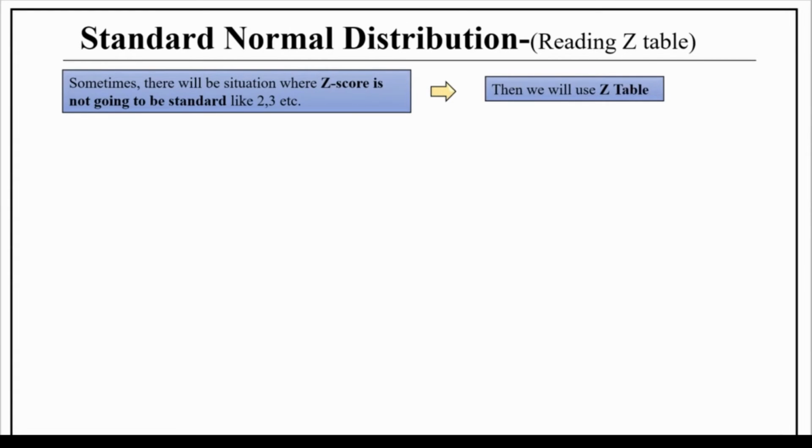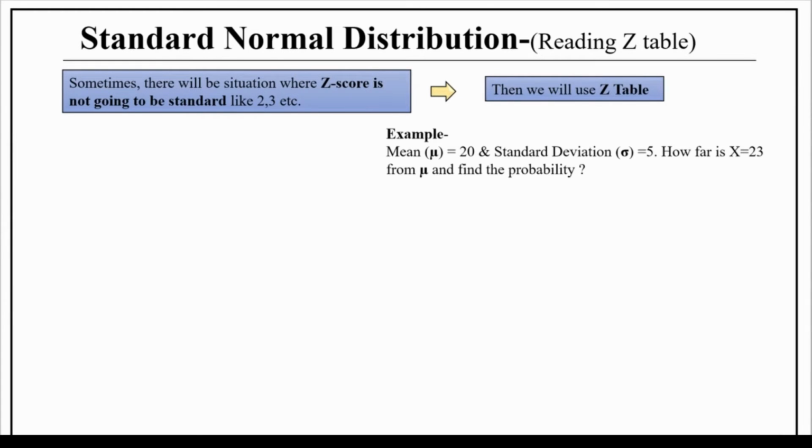Now sometimes there will be a situation where the Z score is not a standard value like 2 or 3, but instead it will be something like 1.4 or minus 0.67. In that case we need to use the Z table. Let's take an example to understand it.